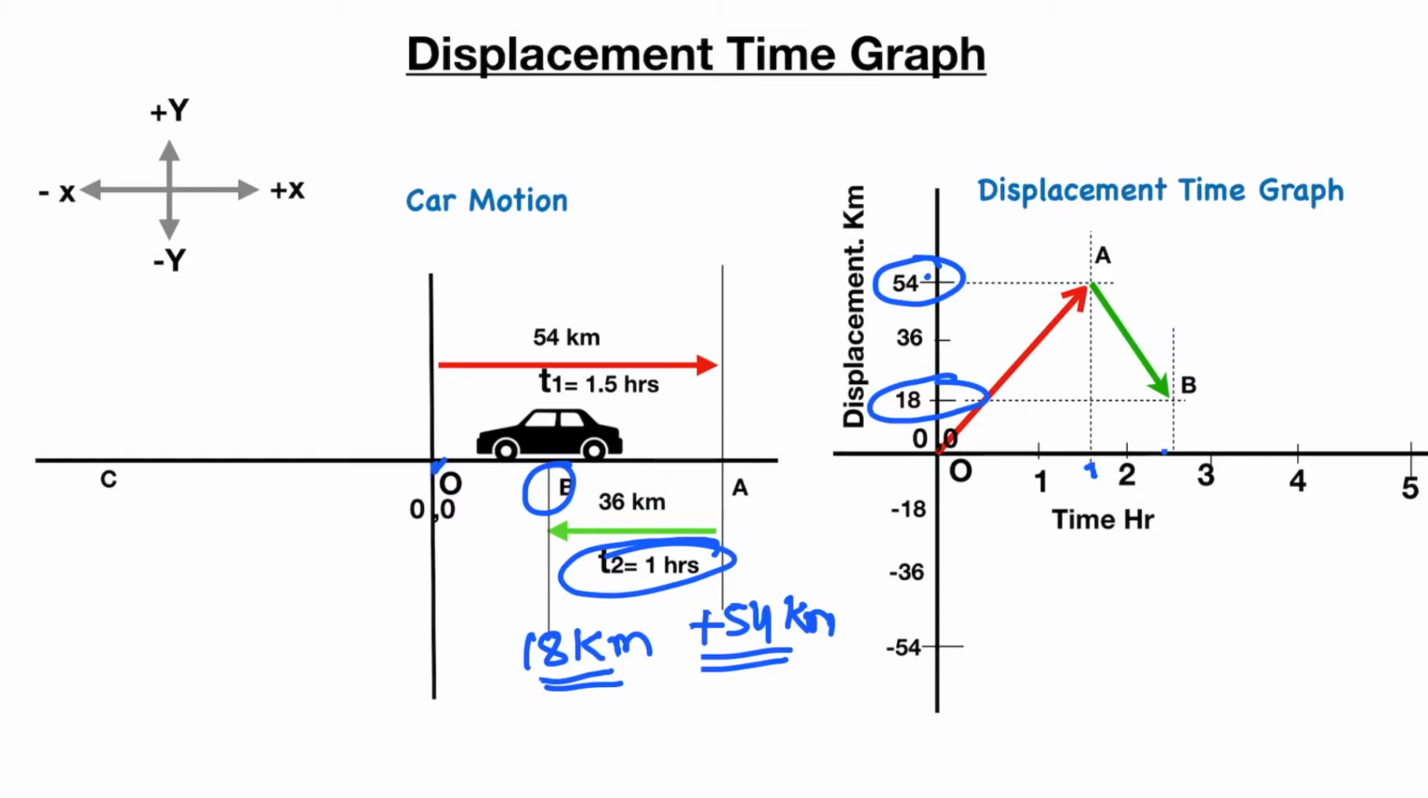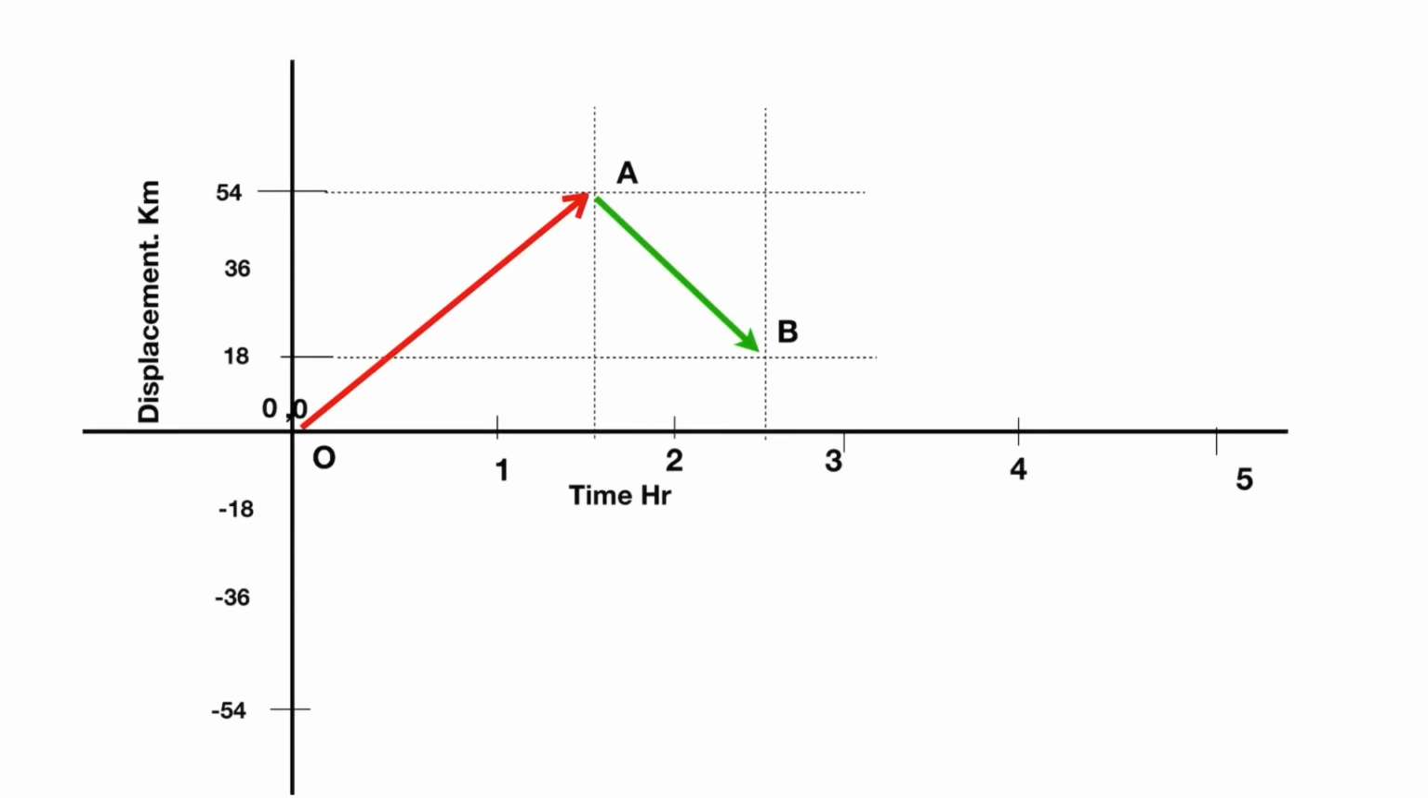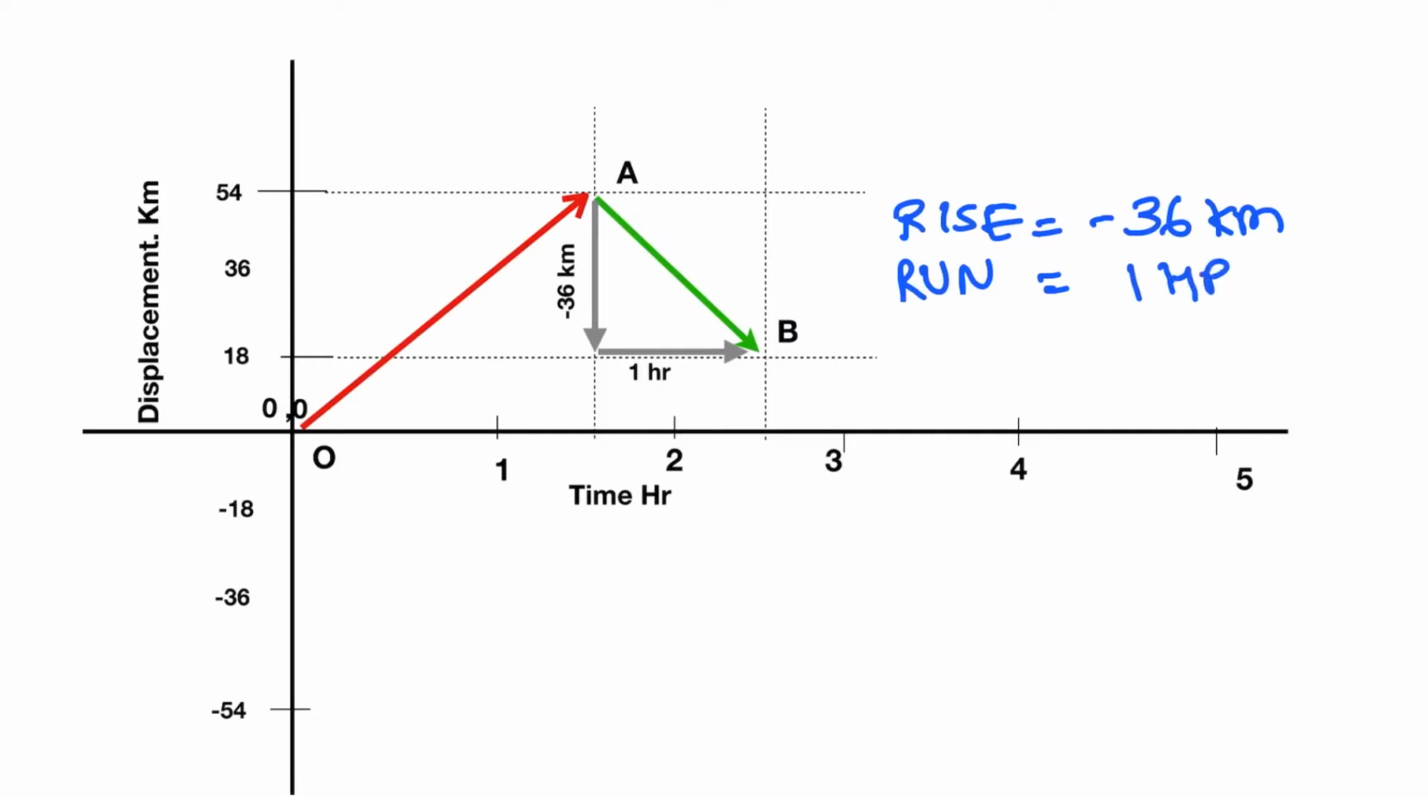Okay, here the slope of the line. How do you find the slope of a line? As we said, slope of a line is basically rise upon run. Here in this case the rise is in the negative y direction. So here rise is minus 36 kilometers. What about run? Run is basically 1 hour, right? It took 1 hour to cover the distance. So the slope of my graph AB is minus 36 divided by 1, which is minus 36 kilometers per hour, right?